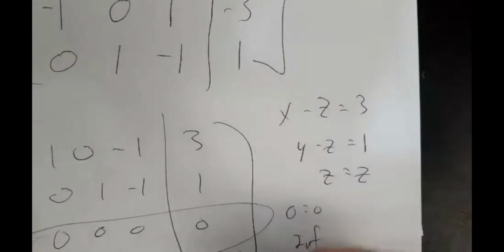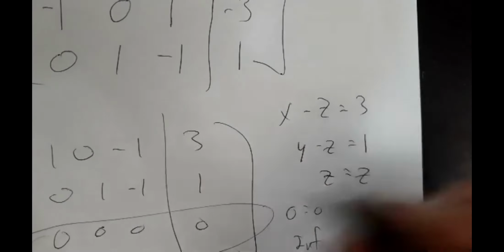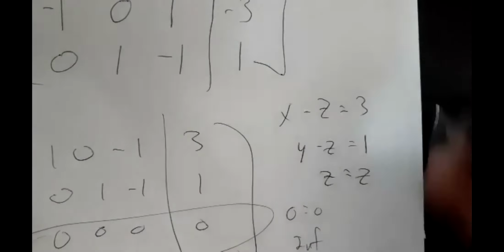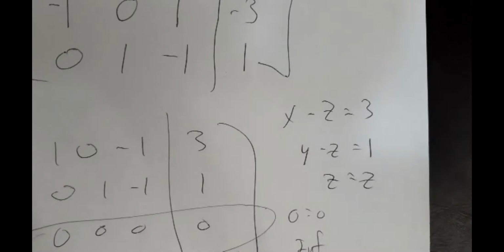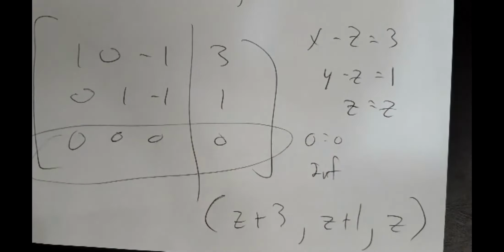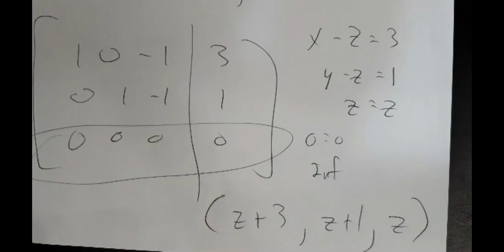So we need to figure these things out a little bit. This, we're going to move the z over. It's going to be what? Z plus 3. This, we're going to move the z over. It should be what? Z plus 1. And the last thing is what? Z is z. So if I'm being honest, this is not my favorite problem, but they assigned it, so I don't know what to tell you.